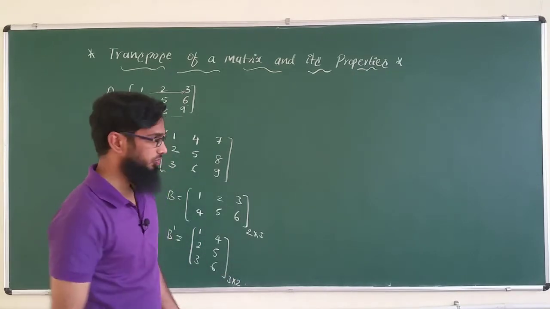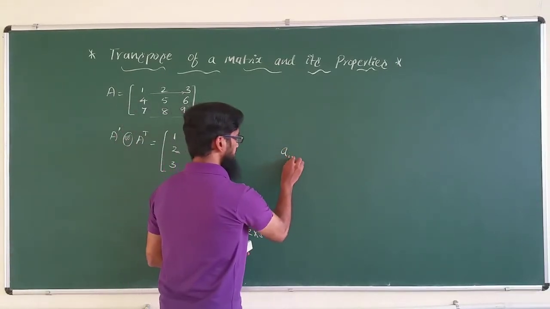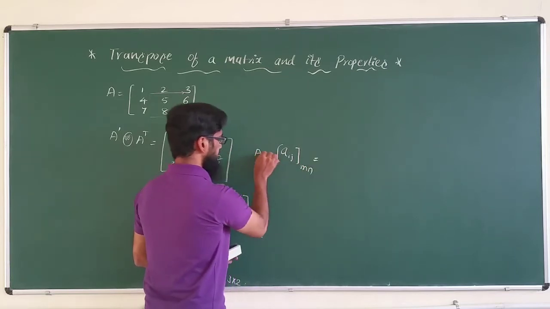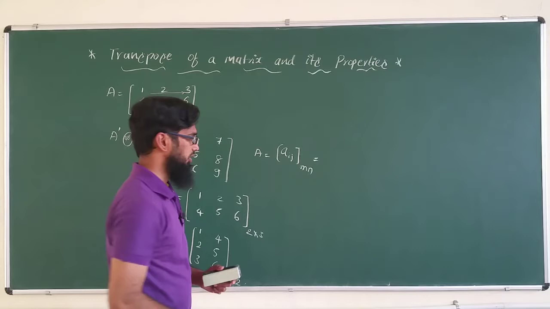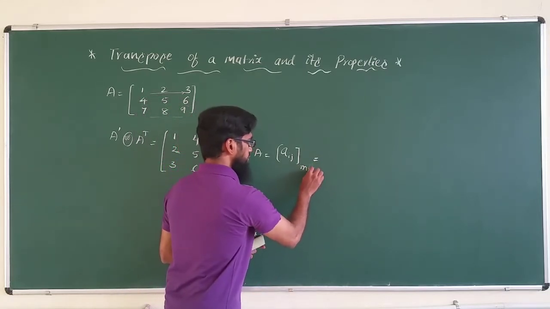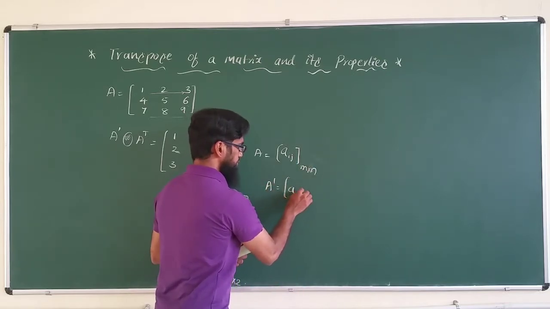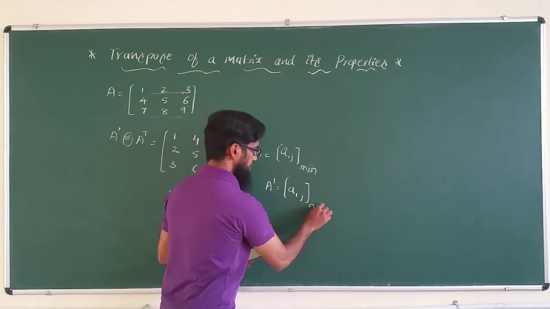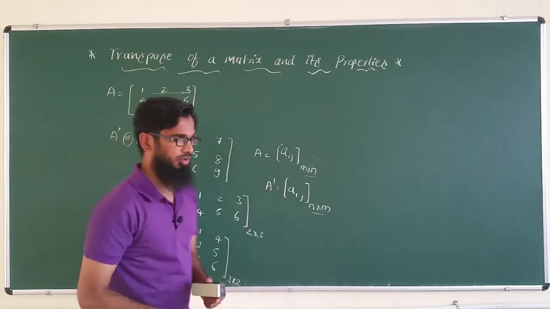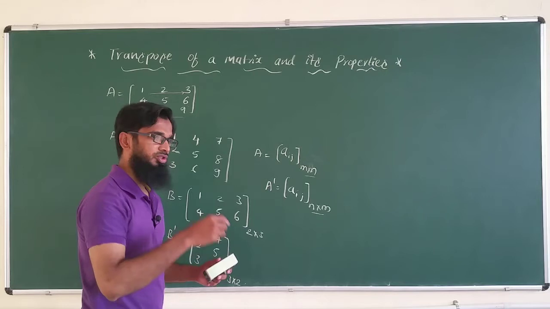So what does this mean? When we take the transpose of a matrix, I can write in a general form: suppose this is a matrix A with elements Aij of order m cross n. When you take the transpose of this matrix A, we can write the order as n cross m. You can see the order has changed. Don't worry about these things here, let us just assume we understand that.